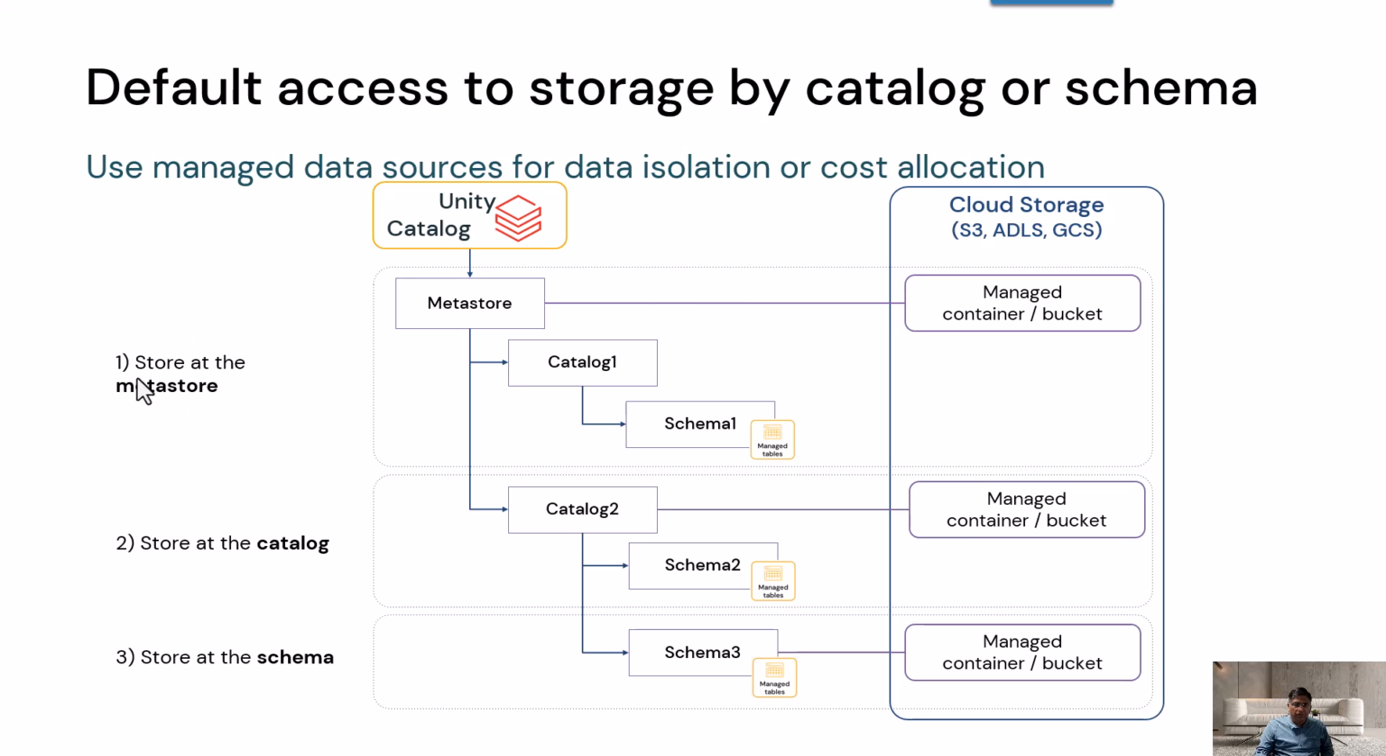At the top level we have a metastore, and after that we have a catalog. For one metastore, there could be multiple catalogs, like in this example, catalog 1, catalog 2. Within that catalog, there are multiple schemas like schema 1, schema 2, schema 3. And for each schema you can assign a managed table, right?